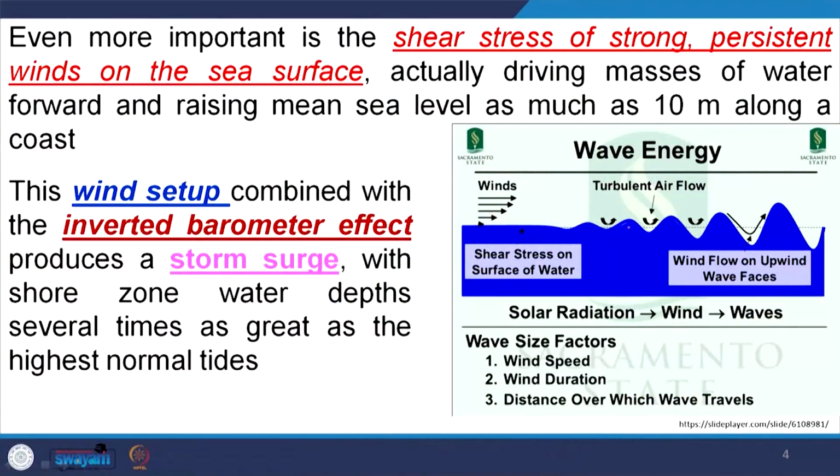So, those geomorphic processes which were genetically related will shift their respective positions by this drop of 1 meter of sea level. Even more important is the shear stress of strong persistent wind on the sea surface, actually driving a mass of water forward and raising mean sea level by 10 meters along the coast.